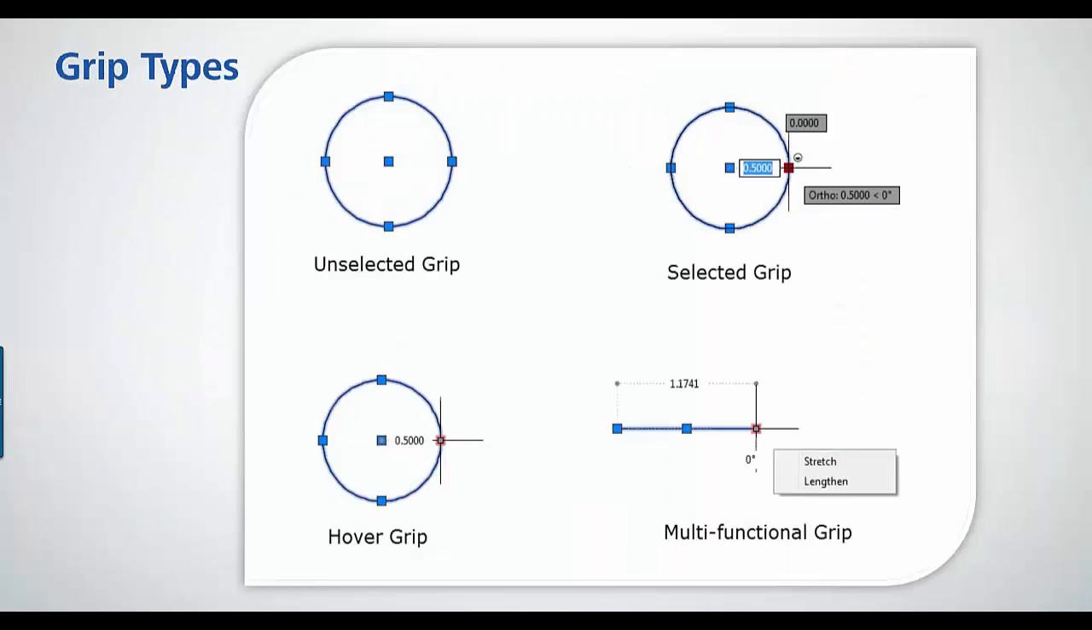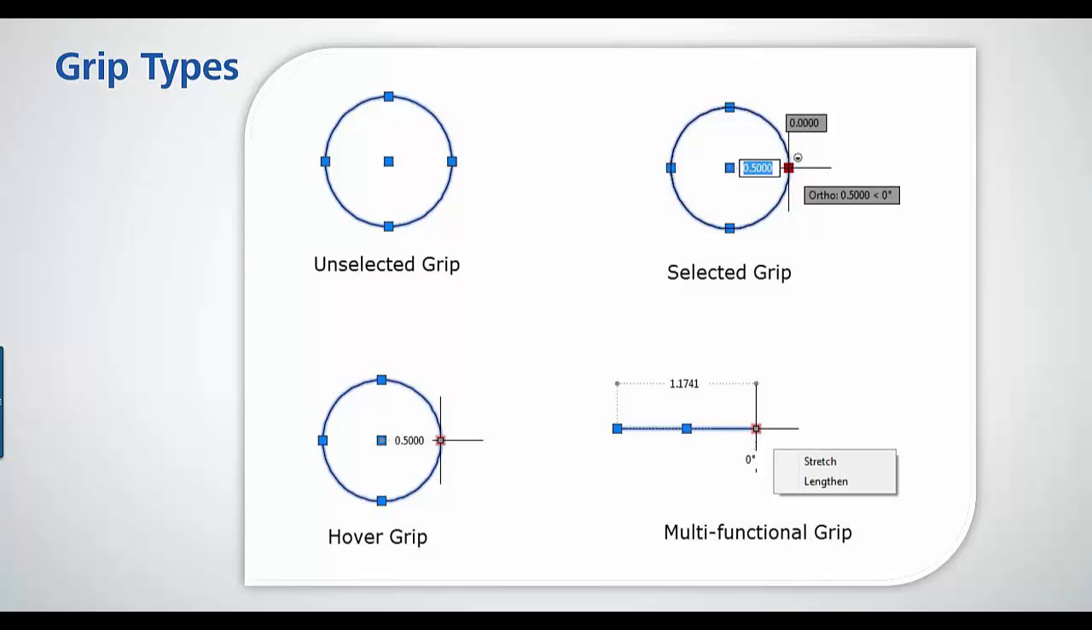So the different grip types that you need to be aware of, I've got a couple of slides that I'm just going to show these different types and some of the functionality first, and then you'll see it in action. First of all, you have an unselected grip. This is basically when you select an object, that's how the grip appears, and that's top left there. On the top right, you'll see a selected grip, and when you select a grip, that means you select the blue grip and it turns red, which is also known as a hot grip.